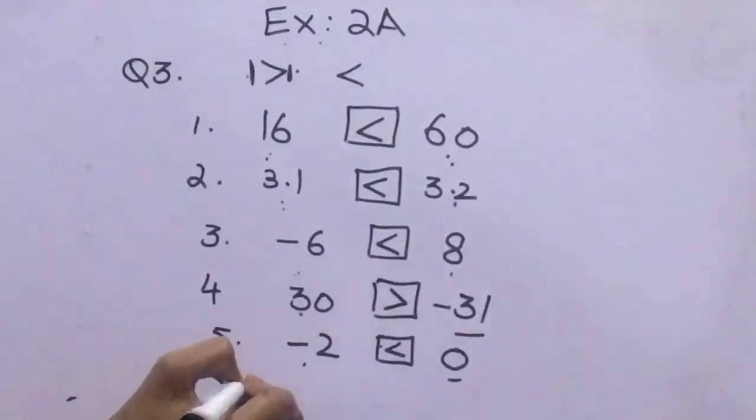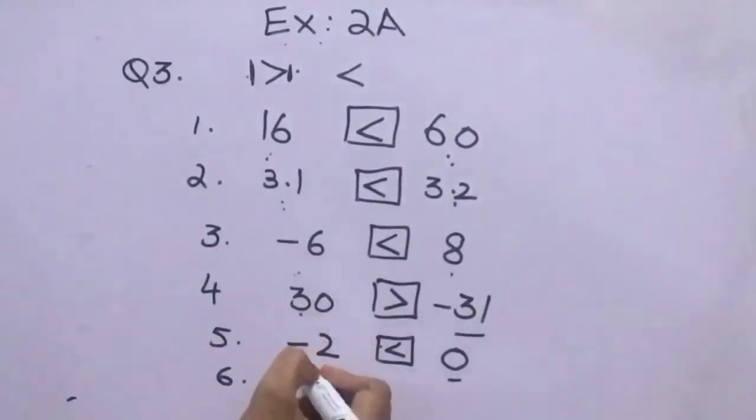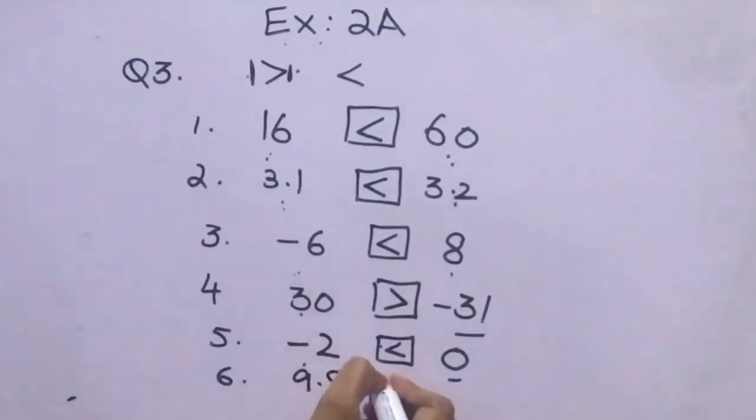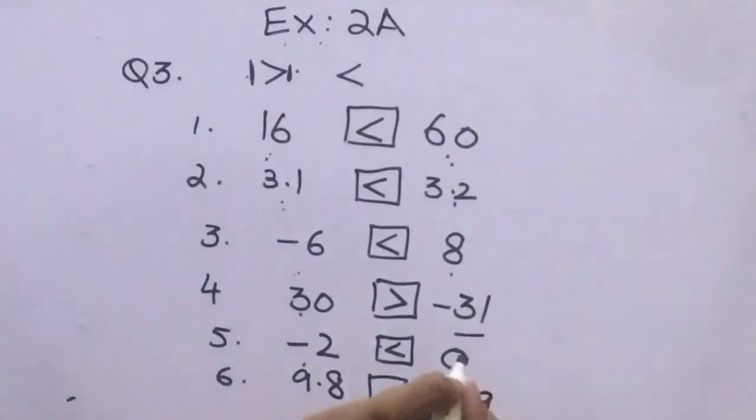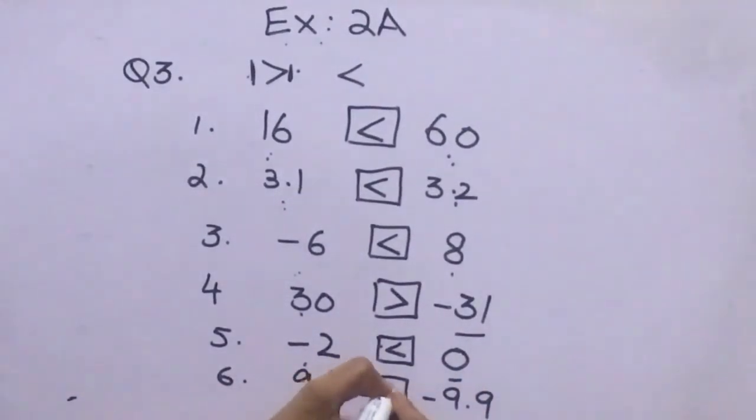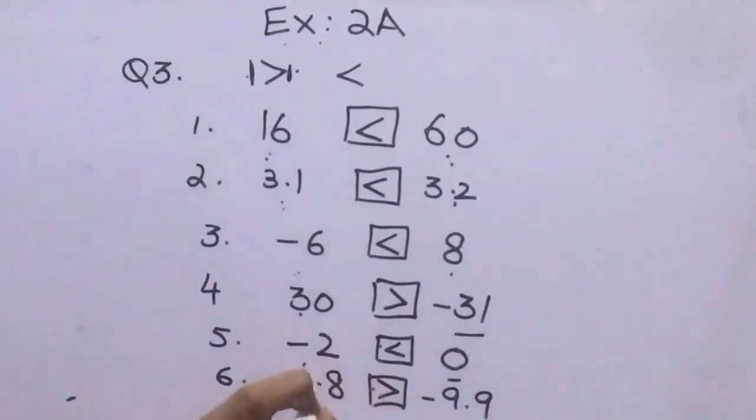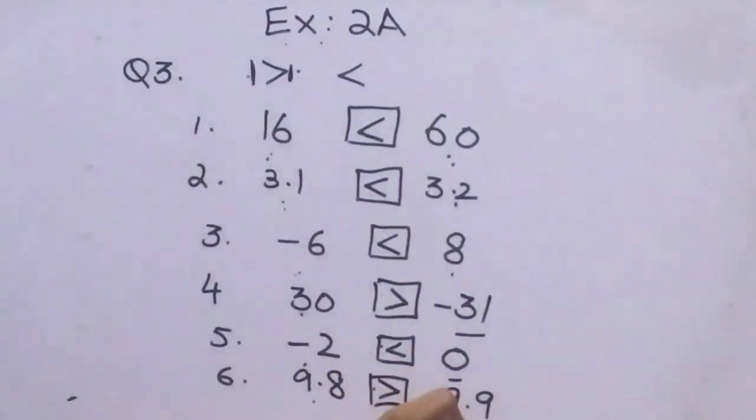Now number 6, 9.8 and -9.9. One is a negative number and the other is a positive number. So a positive number is greater than a negative number. 9.8 is greater than -9.9.